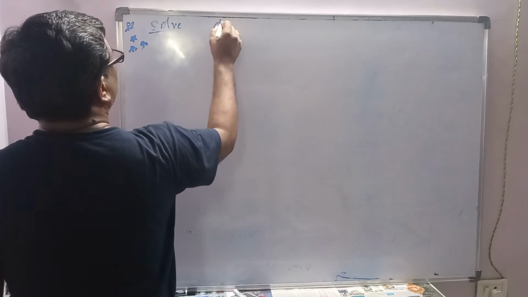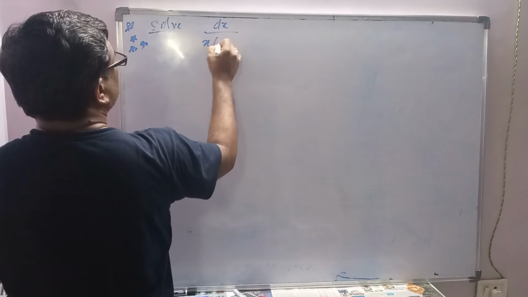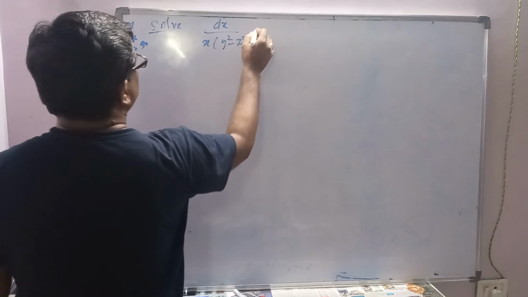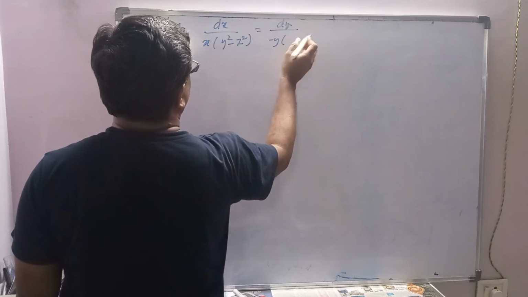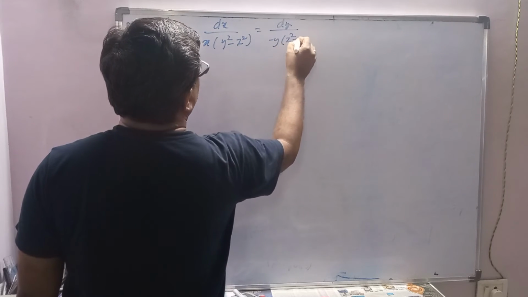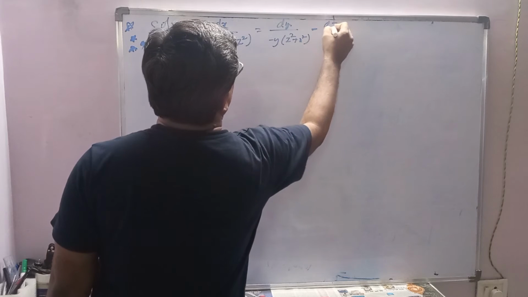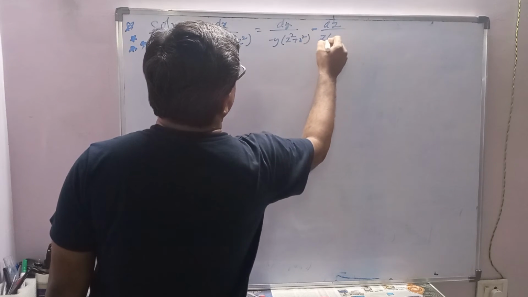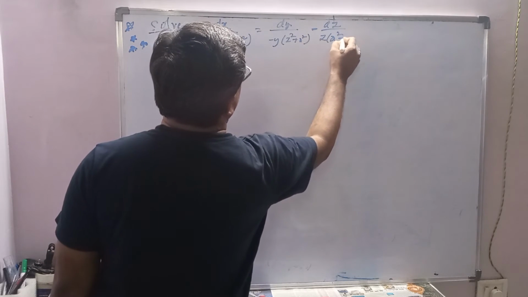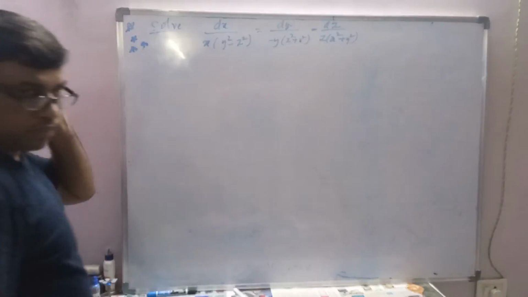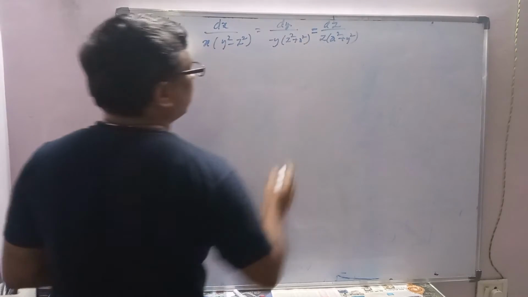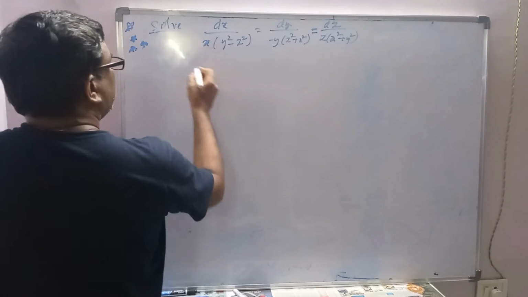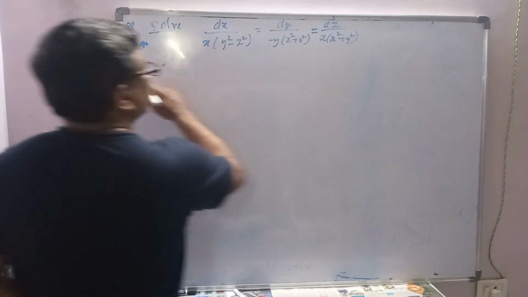Concept is important. dx by x(y² − z²) = dy by −y(z² + x²) = dz by z(x² + y²). Solve this differential equation. Call this equation number 1.